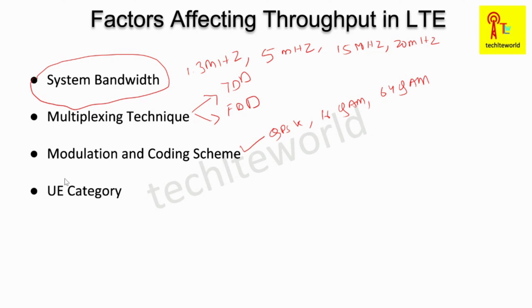The final factor which affects the throughput in LTE is the UE category. If you are aware of the attach procedure, you know that in attach, this is the parameter which is transmitted by the UE, which gives us a detailed description of the various features which a particular UE can support. So the UE category can also affect the throughput in LTE.